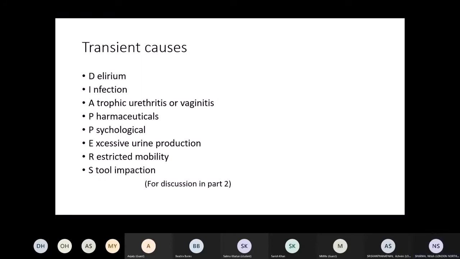So how do we remember the causes? The transient causes have a mnemonic, DIAPPERS. Delirium, infection, atrophic urethritis or vaginitis, drugs, pharmaceuticals, psychological causes. Very important functional causes are also incontinence: excessive urine production because of drinking more water or having a disease, restricted mobility, and stooling.